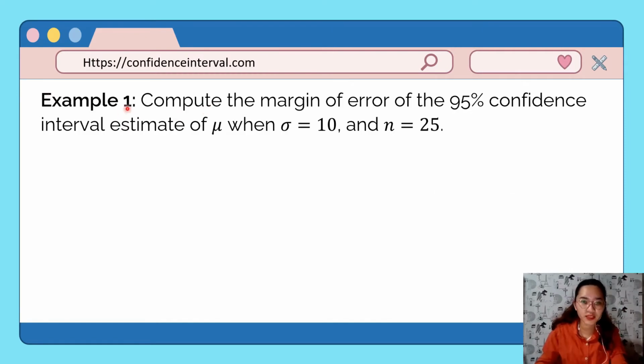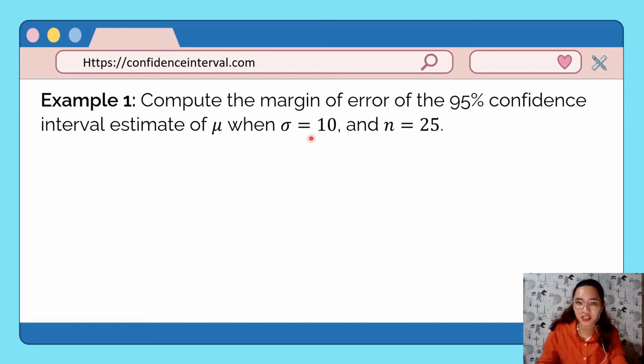Again, example number 1, we are asked to compute for the margin of error of the 95% confidence interval estimate of the population mean when the population standard deviation is equal to 10 and the sample size is 25. Siyempre, para ma-identify po natin ang margin of error, kailangan po muna natin alamin kung ano ang hahanapin natin confidence coefficient. Kung ito ba ay Z or T. Para malaman po yun, ibabase po natin siya sa available data natin. Ayan. So, dito, we have population standard deviation at ang ating sample size is less than 30.